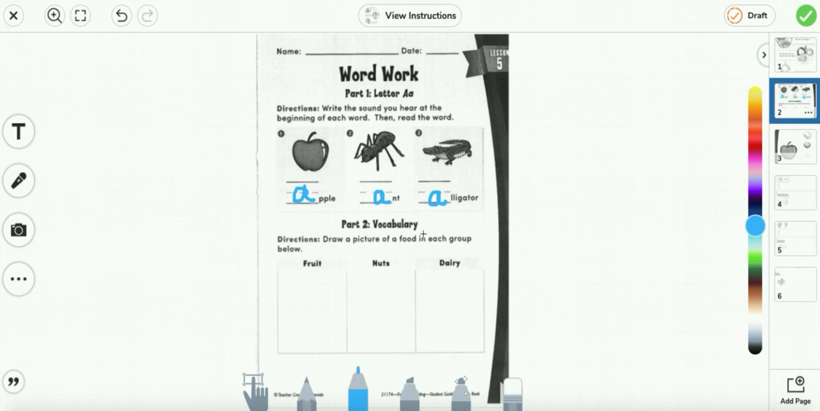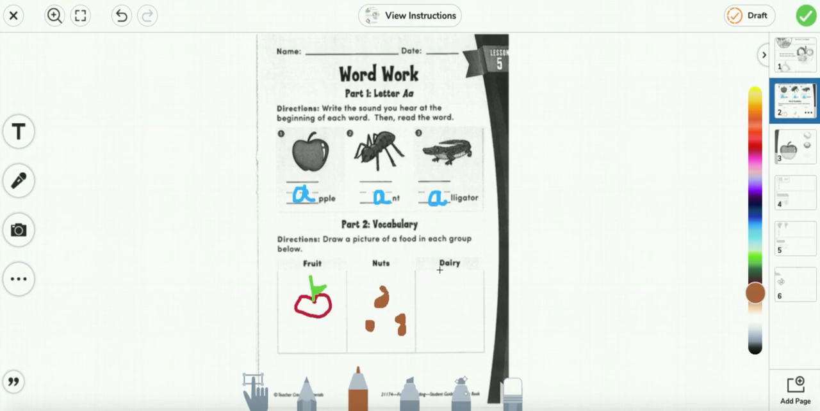Okay. Part 2, vocabulary. Draw a picture of the food in each group below. So here it says fruit. In the story, what fruit were we reading about? Apples. So go ahead and draw an apple. Okay. Next, nuts. Yes, so we can draw some nuts. Or you can draw like the peanut shape. Nuts come in different sizes and shapes, so you can draw whichever you like.